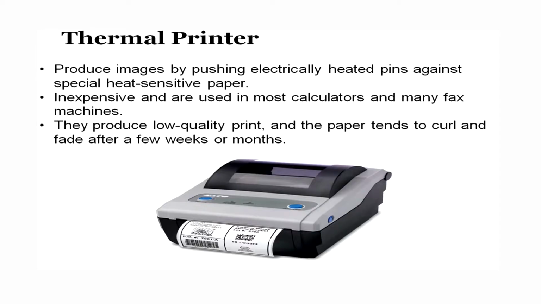Then we have a thermal printer. These produce images by pushing electrically heated pins against heat sensitive paper. Very inexpensive, used in calculators, in billing machines, in fax machines. But the disadvantage with them is that they produce a low quality print and the paper tends to curl and fade after a few weeks or months. You must have seen the parking slips being given to you. They have a thermal printer. If you keep that particular slip or a bill for some days, you will see that the ink fades.